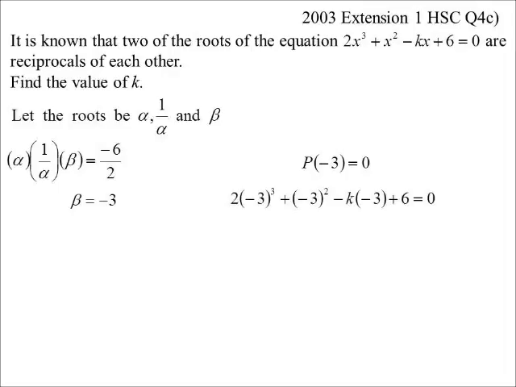So using the factor theorem, I can say the polynomial at minus 3 is 0 and just sub that into the polynomial. And from there, I can find k. k is 13. Of course, you could have used some of the other roots too. It still would have worked.